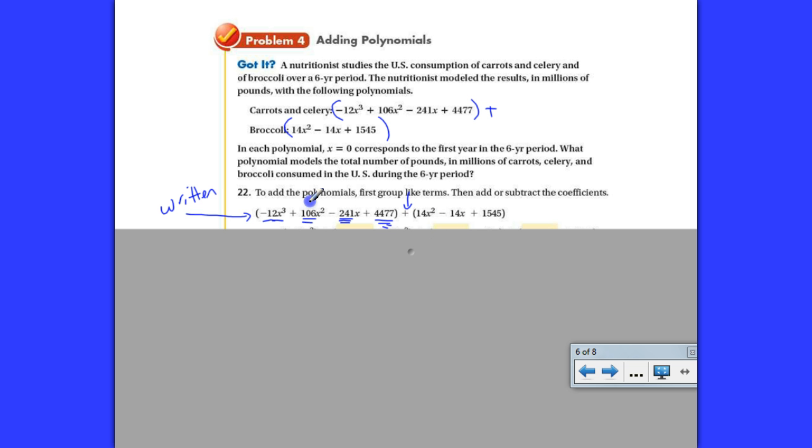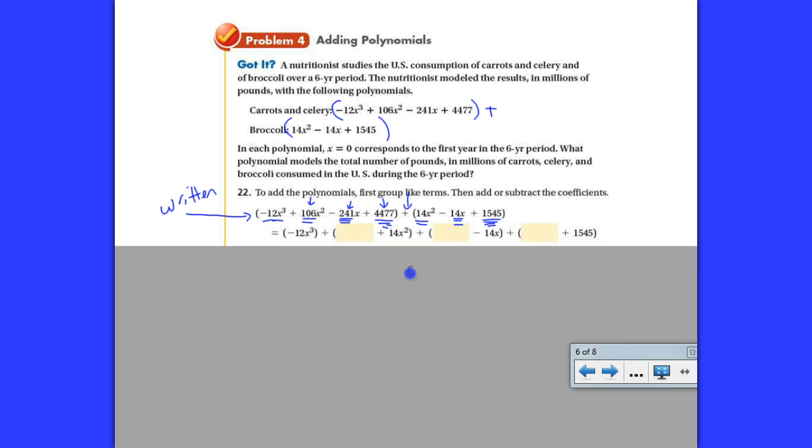Now 14x squared matches this one right here, and that's 2 lines, so I'm going to put 2 lines there. Minus 14x needs 3 lines. You see why? Because it matches this one right here. And this 1545 gets 4 lines because it matches this one here. So in the next line, what they're doing is putting the like terms together.